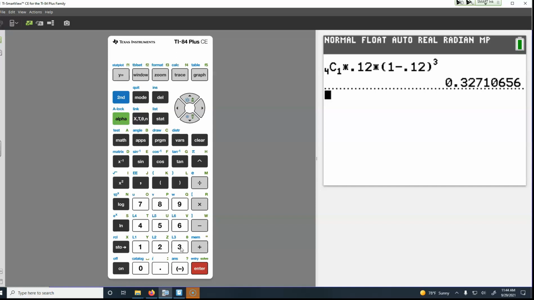Okay, and you could do it in steps if you wanted to do the combinations first, find that, and then times 0.12 times whatever, if you wanted to make sure you aren't doing anything incorrect in there. I went to math, I got 4 nCr, and then you do 1, because that's what we're choosing, right? And then that will give you this. And then just multiply times all the other ones. Or do 4 choose 1, enter, and it'll give you 4, and then multiply times the other ones.